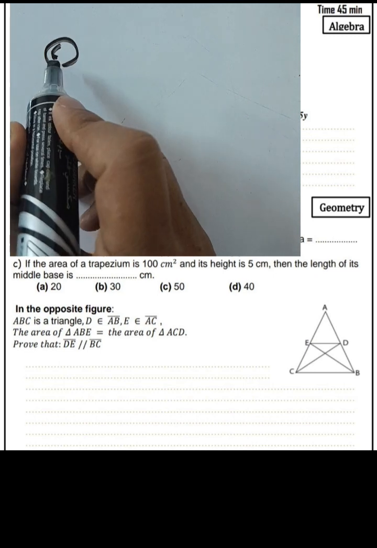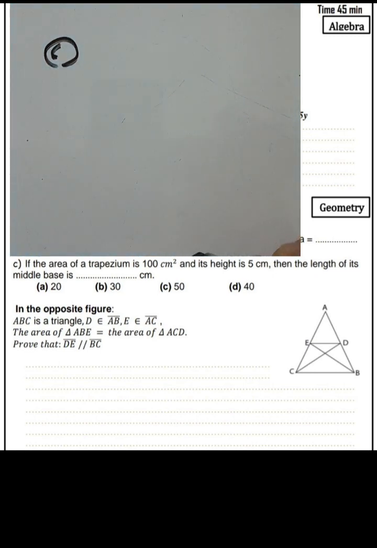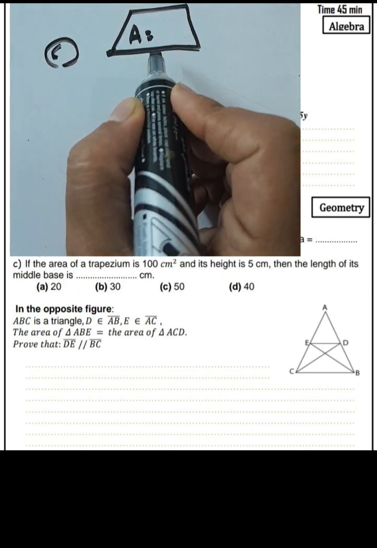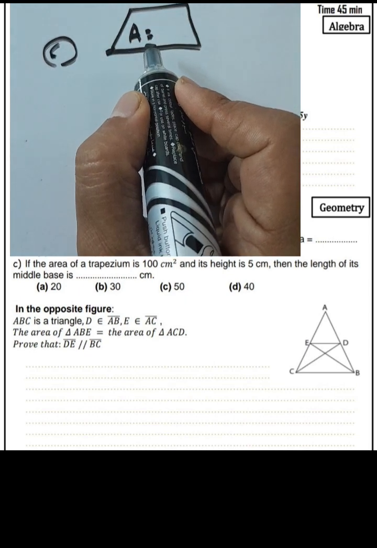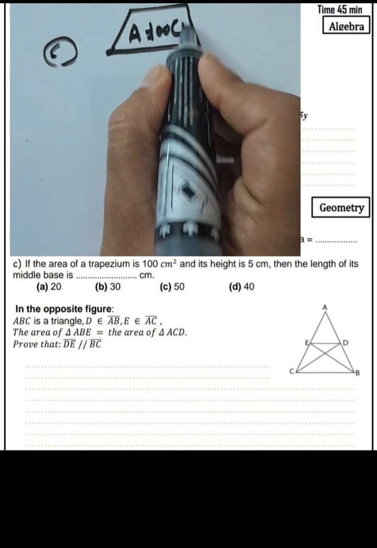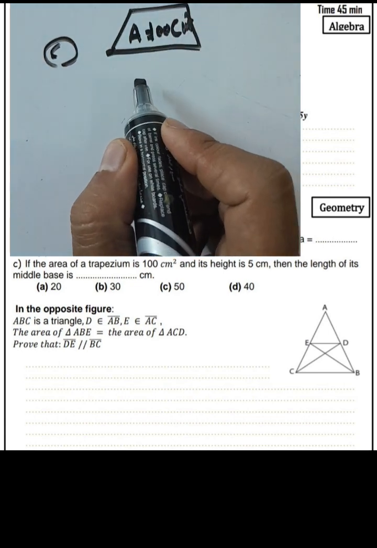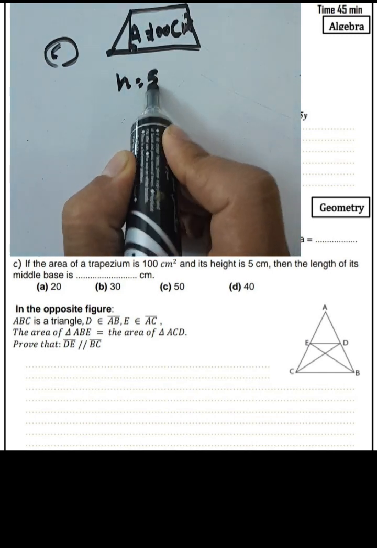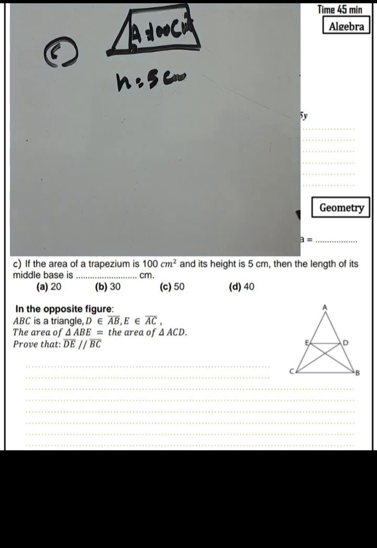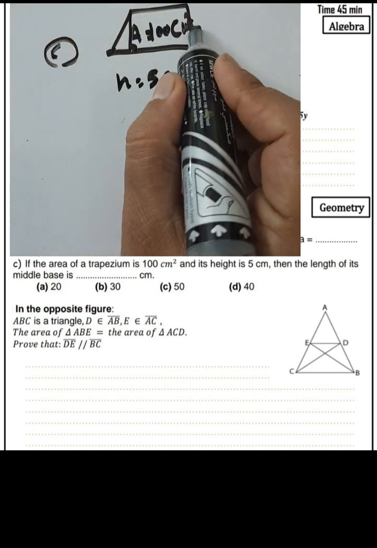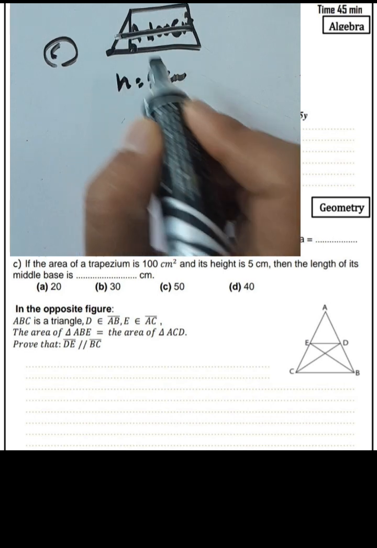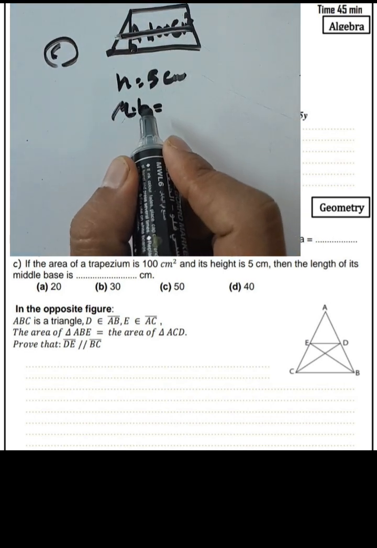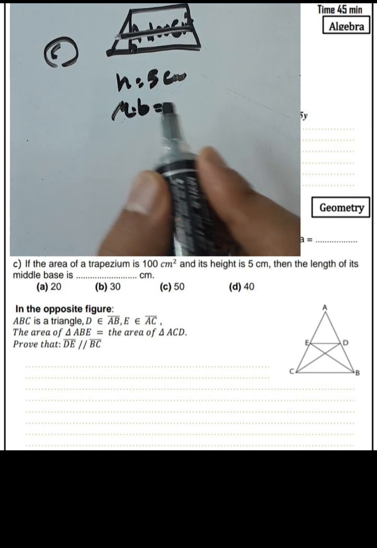Letter C. The area of a trapezium is 100 square centimeters. We have a trapezium. He gave us the area was 100 square centimeters, and the height, this height here, was 5 centimeters, and the length of its middle base, the length of this middle base. The length was what? You want to find the length of the middle base.